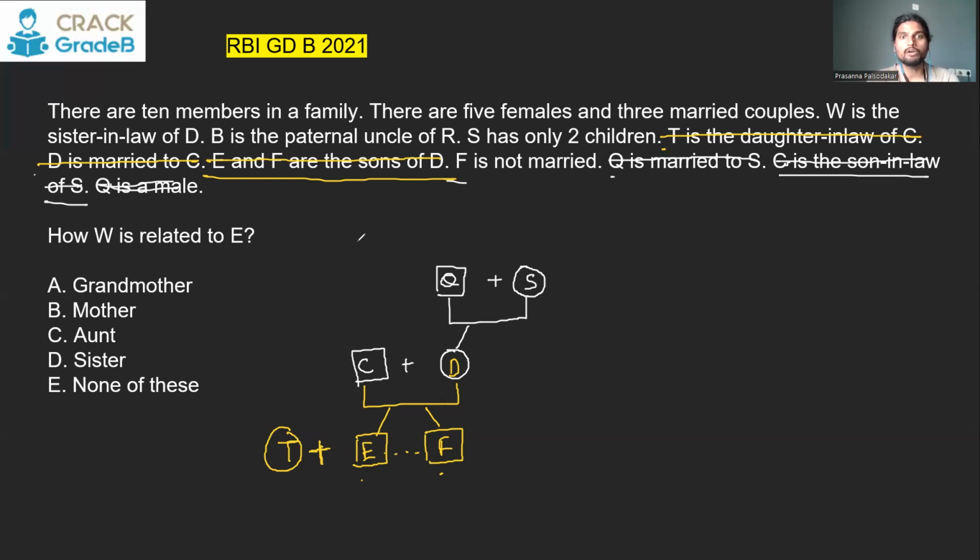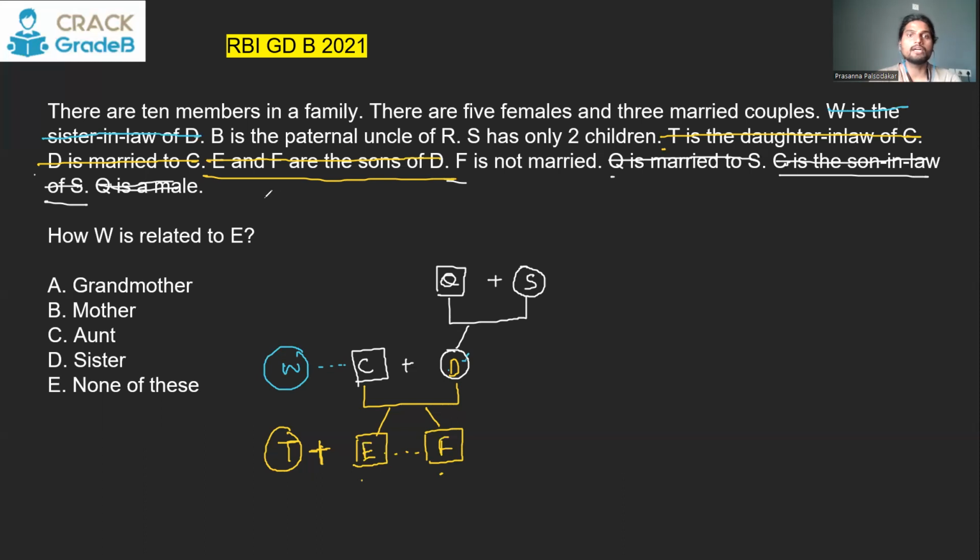W is the sister-in-law of D. This is D. W is her sister-in-law. That means she must be the sister of C. So W is the sister-in-law of D. This part also is covered.